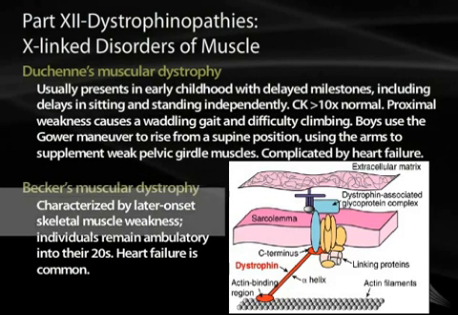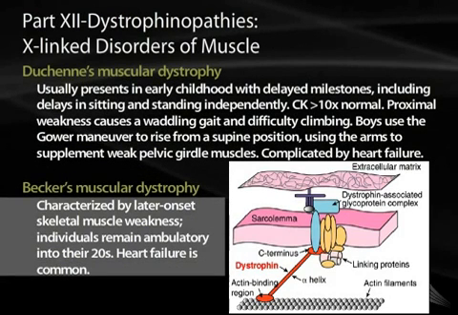Becker's muscular dystrophy is a later onset skeletal muscle weakness, not quite as severe as Duchenne's muscular dystrophy. The individuals remain ambulatory into their 20s. Heart failure, again, is common in this disease as well.